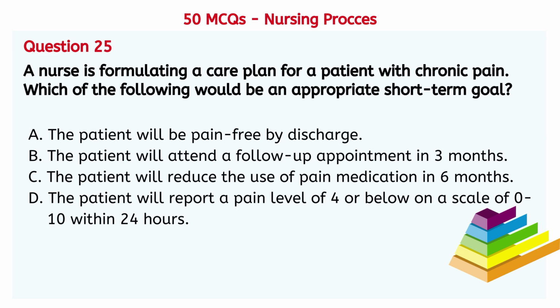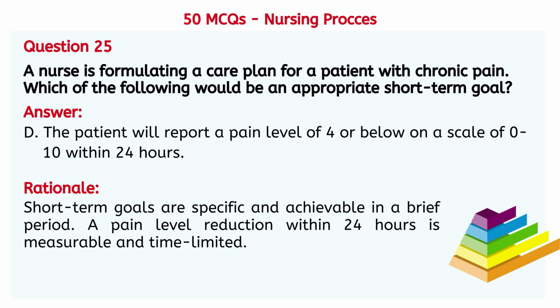Question 25. A nurse is formulating a care plan for a patient with chronic pain. Which of the following would be an appropriate short-term goal? The options are A. The patient will be pain-free by discharge. B. The patient will attend a follow-up appointment in 3 months. C. The patient will reduce the use of pain medication in 6 months. D. The patient will report a pain level of 4 or below on a scale of 0-10 within 24 hours.